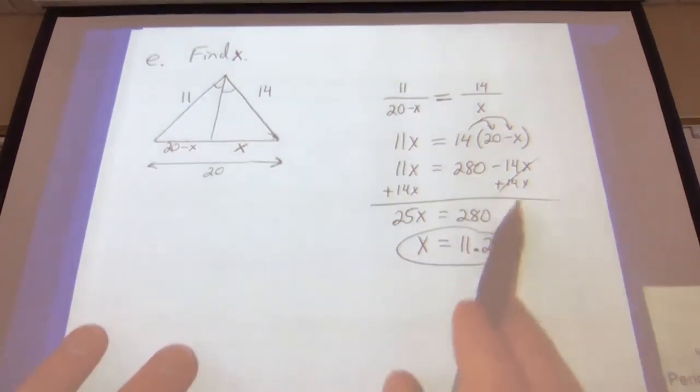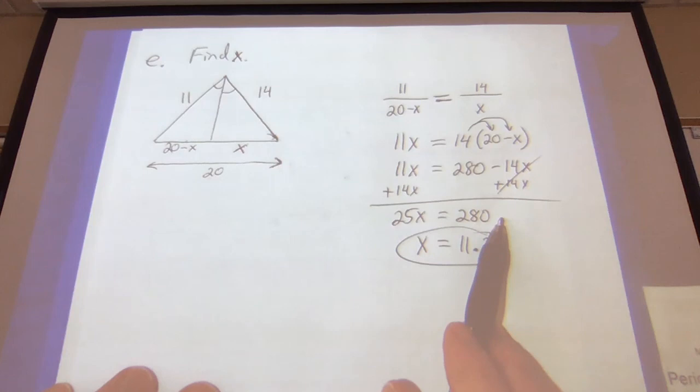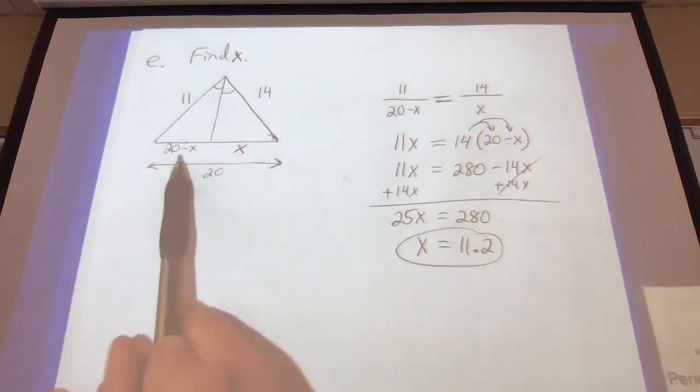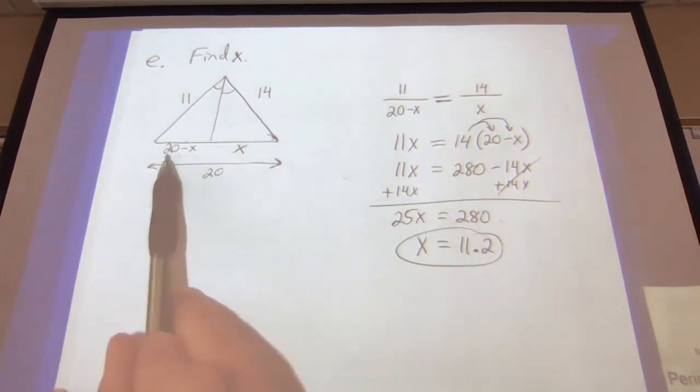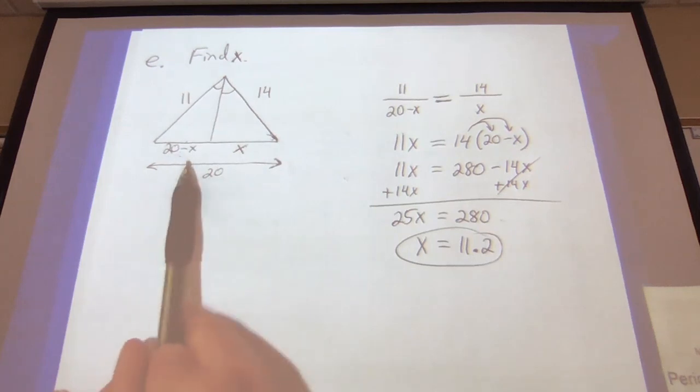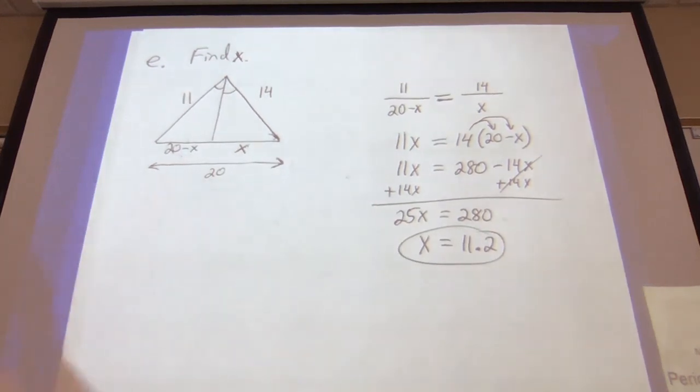All right, anybody need to see another one of these? Anybody need this explained again, how we got to 20 minus x? You'll probably see something like that on your test, your quiz, that come up with this. We're good with those?